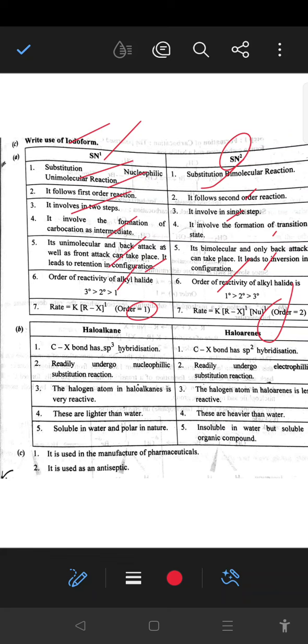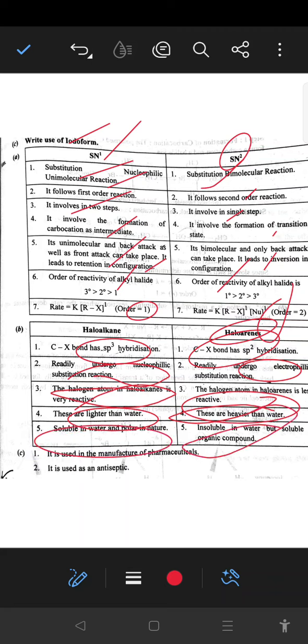Next, the difference between haloalkane and haloarene. In a haloalkane, the C-X bond is sp3; in a haloarene, the C-X bond is sp2. Haloalkanes readily undergo nucleophilic substitution reactions. Haloarenes readily undergo electrophilic substitution reactions. The halogen atom in haloalkanes is very reactive. The halogen atom in haloarenes is less reactive. Haloalkanes are lighter than water, haloarenes are heavier than water. Haloalkanes are slightly soluble in water and polar in nature, haloarenes are insoluble in water. Okay.